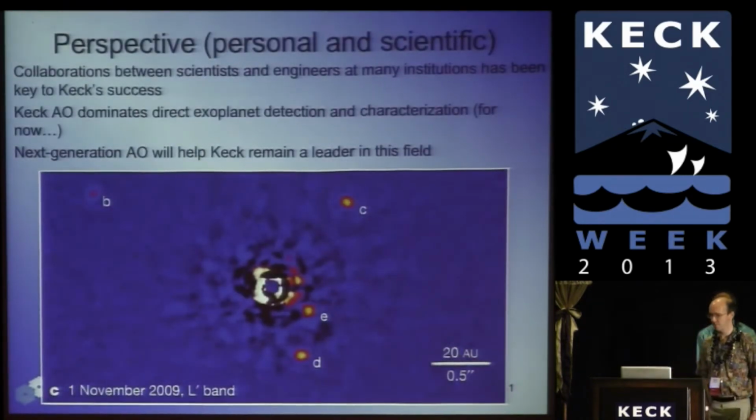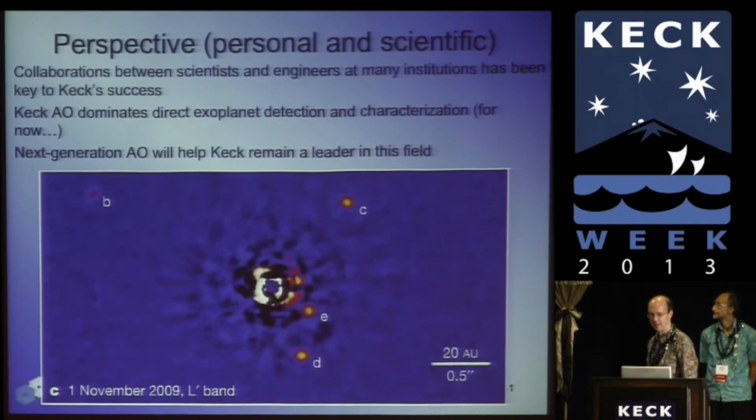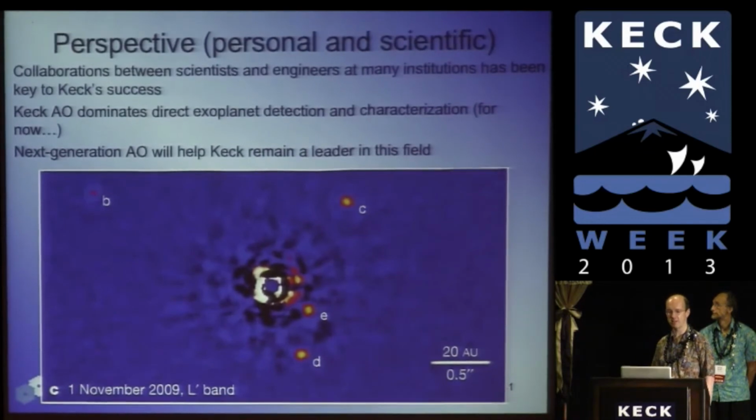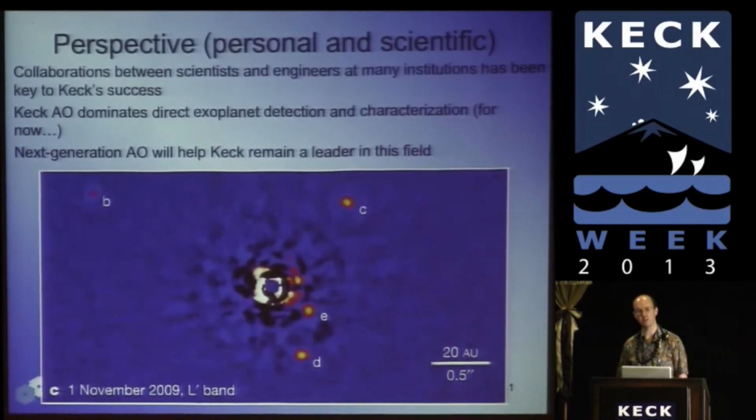So the perspective, sort of personal and scientific, I think a great strength of Keck, especially in this adaptive optics field, has been the collaborations through the NSF Center for Adaptive Optics, through the long-standing relationship with Lawrence Livermore. Scientists and engineers at a lot of institutions have kept working to keep the AO system competitive and to understand how it works. And Keck really is the dominant adaptive optics system, as Peter said, on the 8 to 10 meter telescopes in the world today.